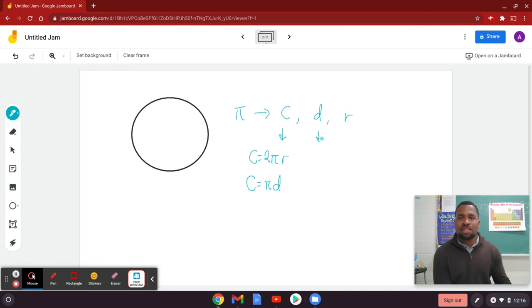For our diameter, remember that we can determine it from the circumference: d is equal to C over pi. And if you are asked to find the radius given the diameter, we know that our diameter is equal to 2 times our radius.